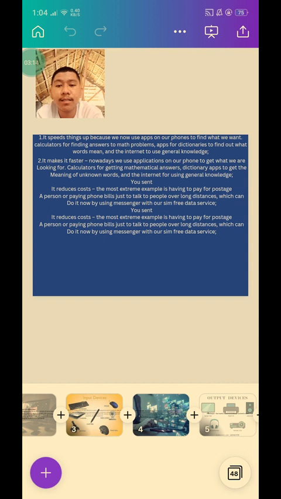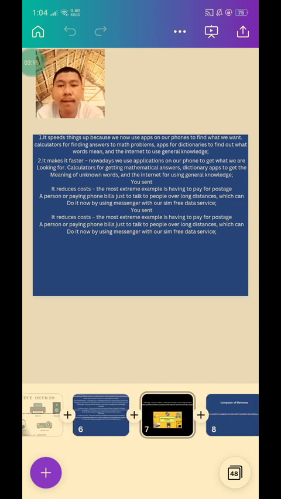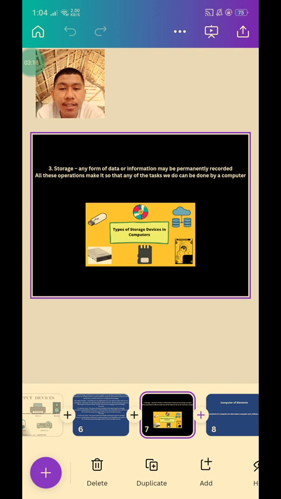Next. Storage. Any form of data or information may be permanently recorded. All these operations make it so that any task we do can be done by a computer. Ito daw po yung types of storage device in a computer. Makikita po natin dyan.